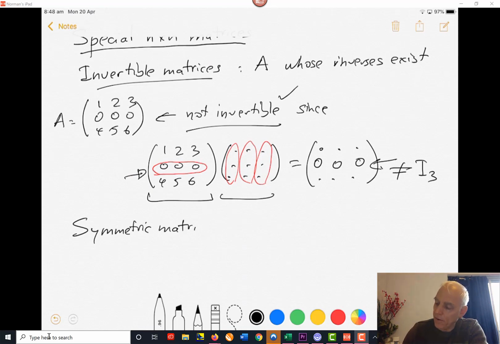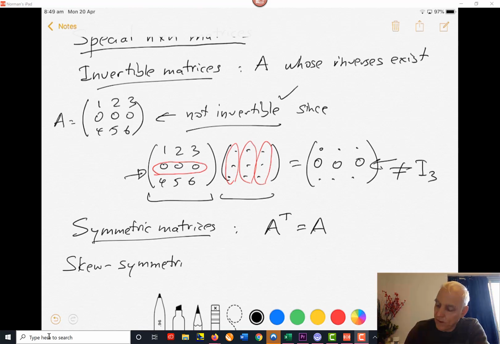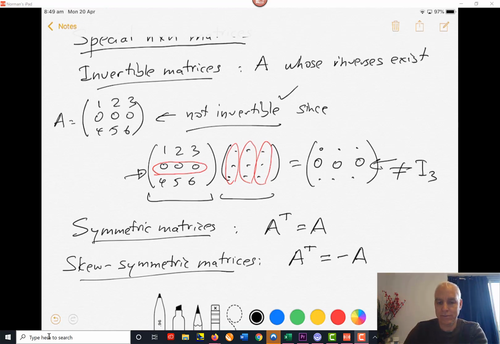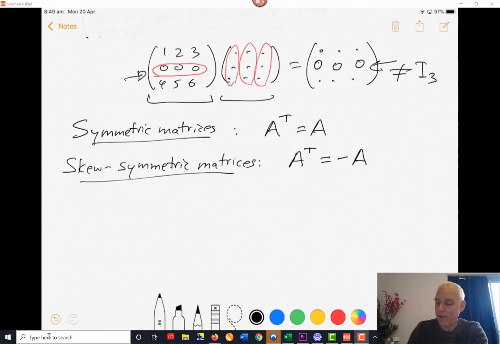So these are matrices that have the property that their transposes are equal to themselves. And then there's a corresponding class called the skew-symmetric matrices. They have the property that their transposes are equal to the negative of themselves. Can we give some examples?